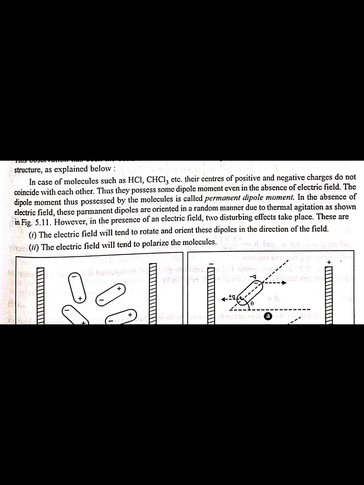However, in the presence of an electric field, two disturbing effects take place. These are: number one, the electric field will tend to rotate and orient these dipoles in the direction of the field. Number two, the electric field will tend to polarize the molecules. If the molecules were stationary, the dipole would have been oriented perfectly parallel to the electric field, that is, at right angles to the plates of the electric field. However, due to thermal agitation, they take up a position in between that of the original state and the perfectly parallel state, as shown in B for any one permanent dipole.